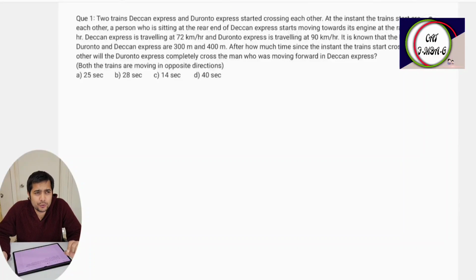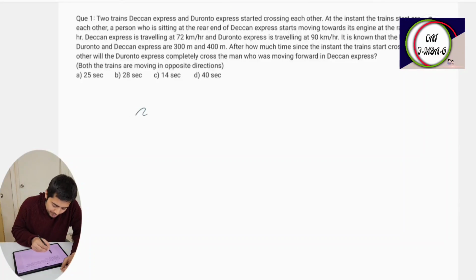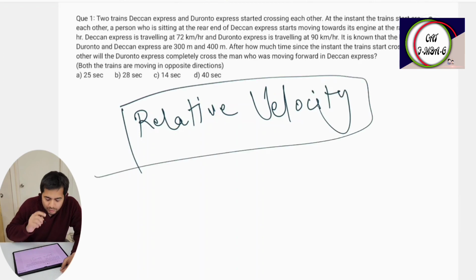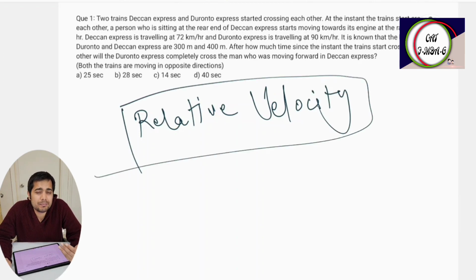So today we are going to do another important topic, that is relative velocity. It is a very important concept. Actually, when we are doing time, speed and distance questions, certain questions can be solved with the help of relative velocity quite easily. Otherwise it is going to take a lot more of your time, which is definitely not necessary.